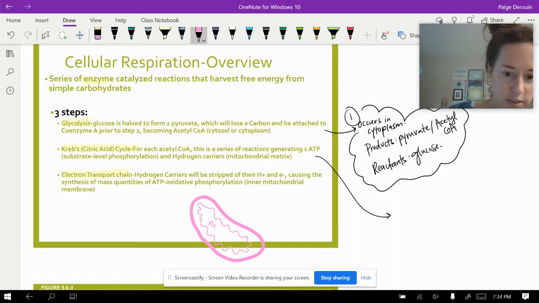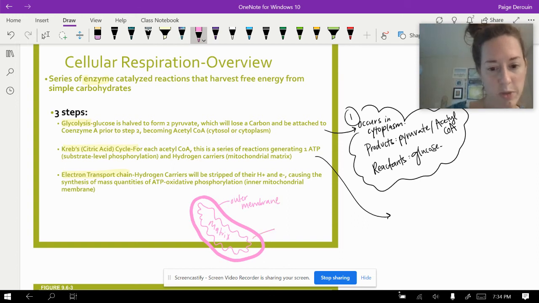So this space is the matrix. This is the outer membrane. This in between the two membranes is called the intermembrane space.